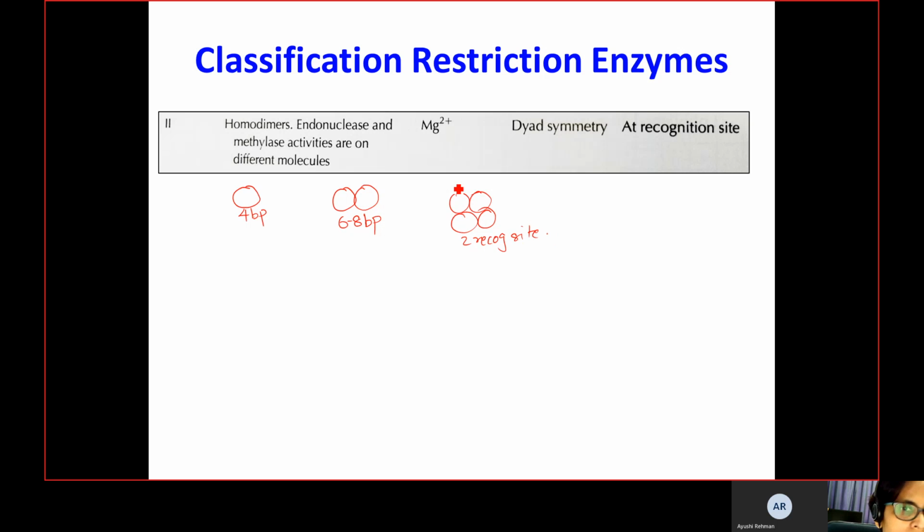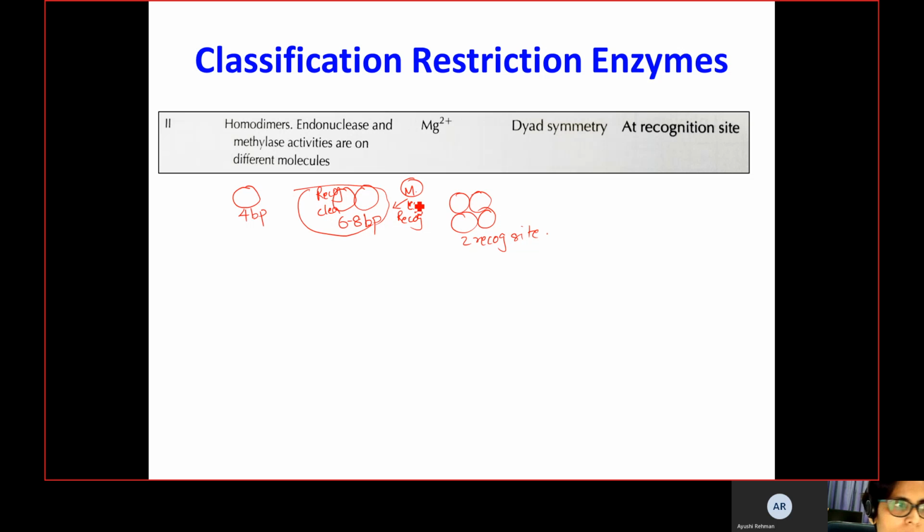The recognition and cleavage site is within the one dimer. So it has a recognition site as well as a cleavage site. That means it cleaves within the recognition site. And the methylation enzyme is totally apart from this complex or homodimer forming here. There's another enzyme called methylase, which recognizes the same recognition sequences for the addition of methylation.